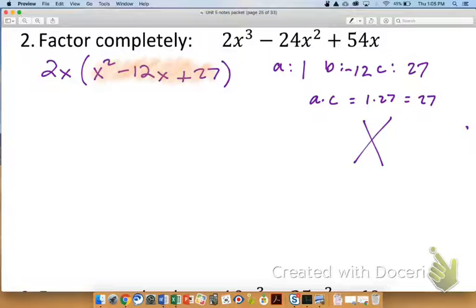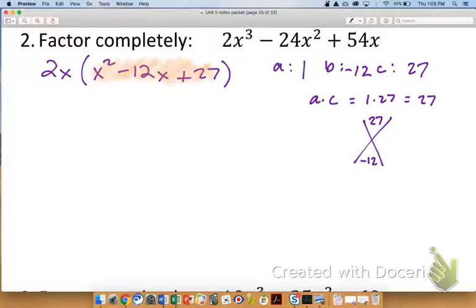In the bottom I put, the top I put 27. The bottom I put my B. And we've got to figure out which 2 numbers multiply to be 27 and add to be negative 12. 3 times 9 is 27, but 3 plus 9 is positive 12. So you are super close.